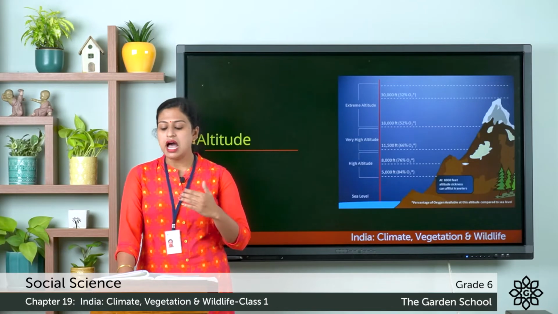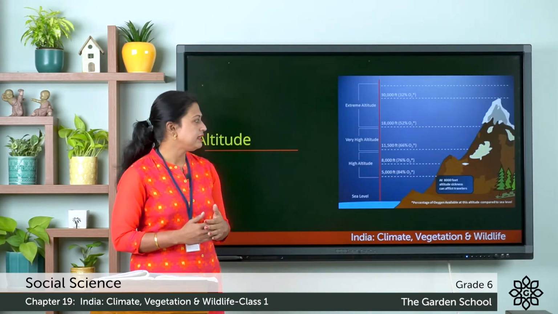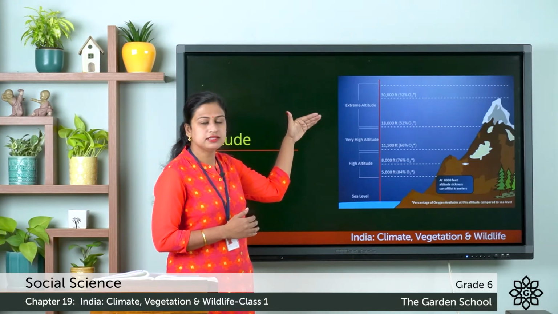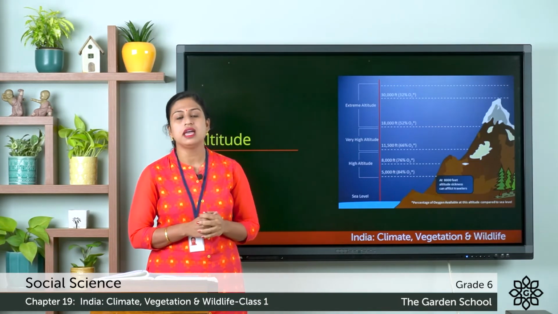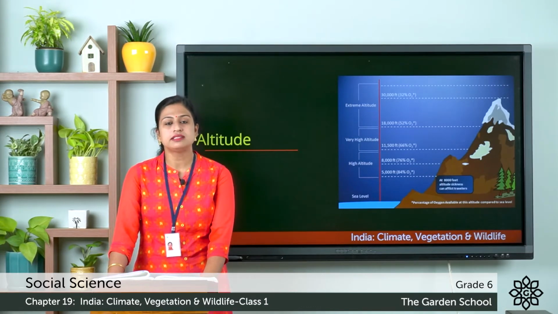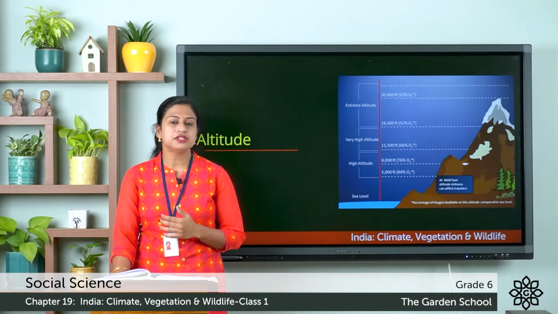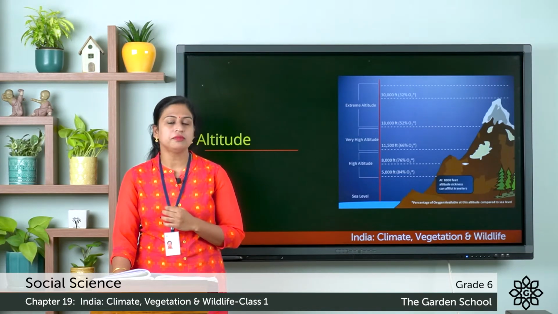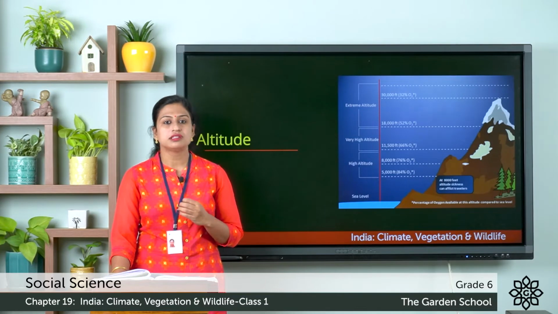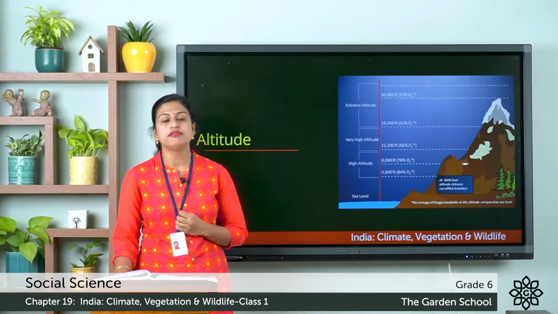Altitude is the height of a place above the sea level. You all know that as the altitude increases, there is a decrease in the temperature. Now, do you know why people go to hill stations during the summer season? This is because hill stations are cooler than the northern plains in the summer season. So, altitude is one of the factors that influence the climate of India.